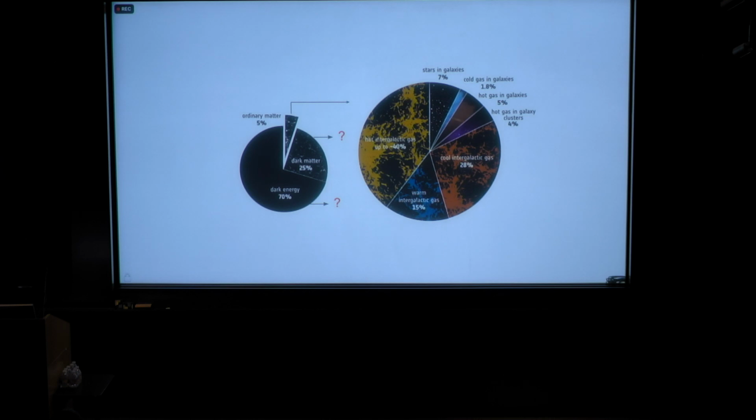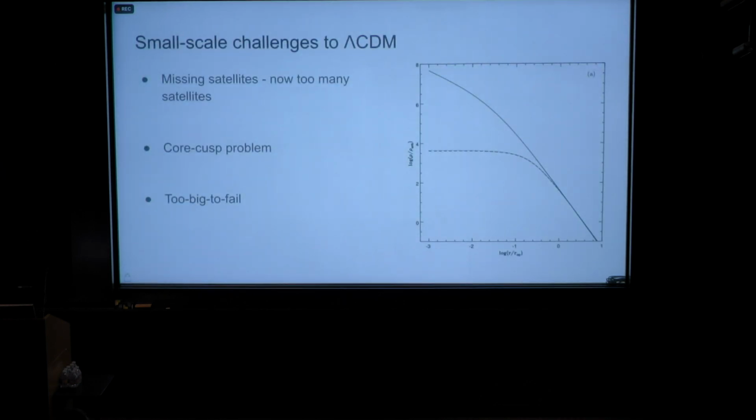So, to begin with, we know that the matter that we can see in the universe only makes up about 5% of the total energy budget, and the other 95% still remains elusive. We don't really know a lot about dark matter and dark energy. And the lambda CDM model has been widely accepted to explain the structure formation and evolution of structure within the universe. But there are still some small scale challenges to this lambda CDM model.